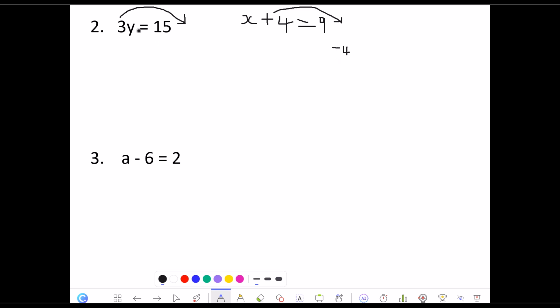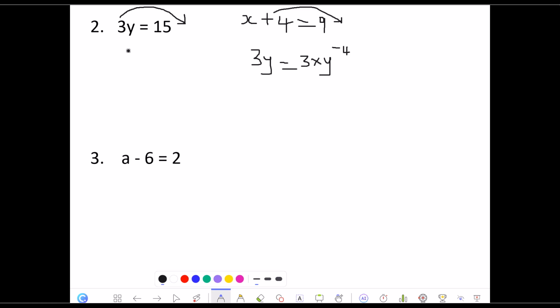But this is multiplication. See, 3y is multiplication. So 3y simply means 3 times y. So when multiplication is crossing over, remember the opposite of multiplication is division.